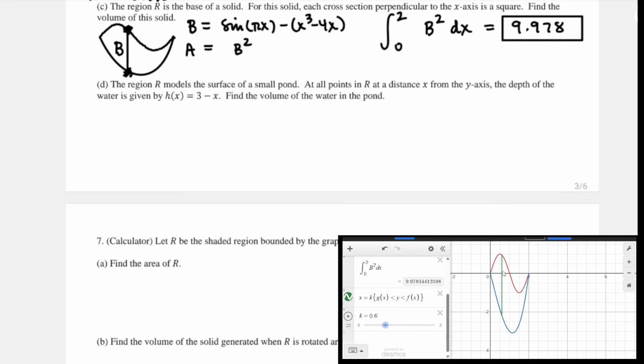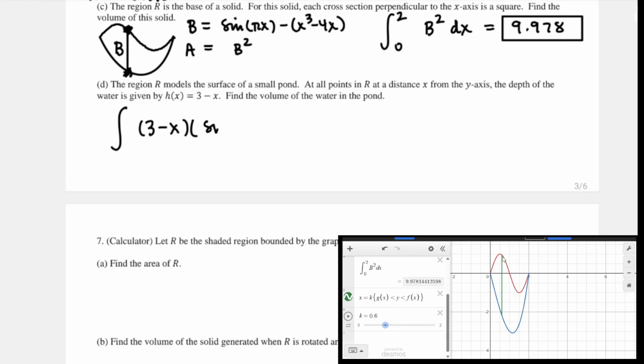And it's always that same depth along this whole vertical line, which means if I went to the side of the small pond and looked at it, that cross section would be a rectangle. All that to say, cross sections are rectangles. This is a rectangle cross section problem where the height is 3 minus x and the base is top minus bottom. So I'm going to be integrating 3 minus x, the height, multiplied by the base, top minus bottom, that same sine of pi x minus x cubed minus 4x.